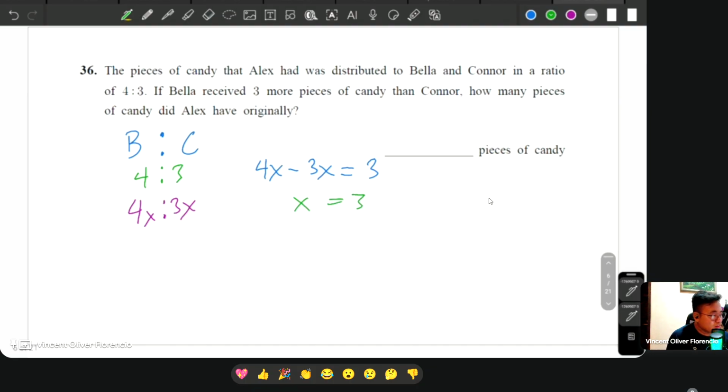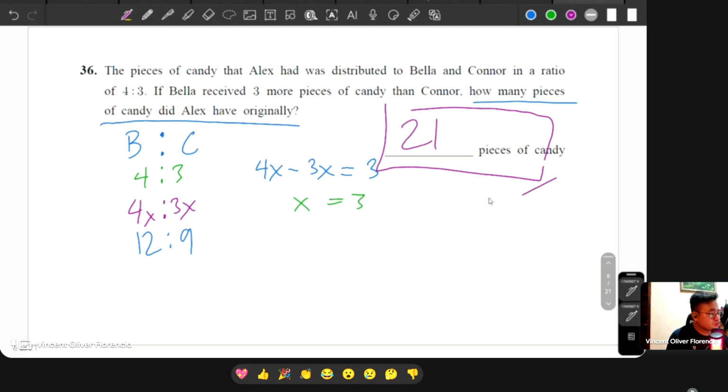Now, the question is, how many candies did Alex have originally? Again, x is 3, right? So if x is 3, 4 times 3 is 12, and 3 times 3 is 9. Meaning to say that originally, Alex has how much? 12 plus 9? That is 21 candies. Okay, next.